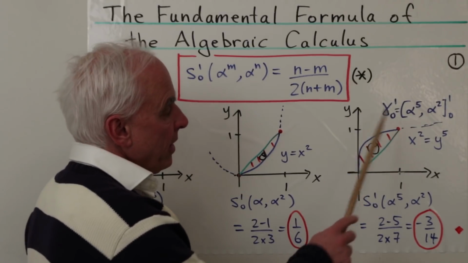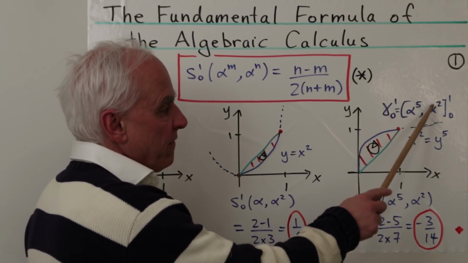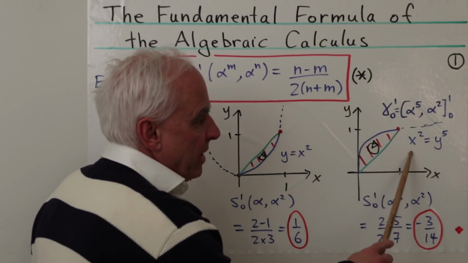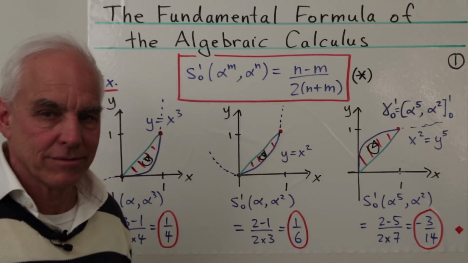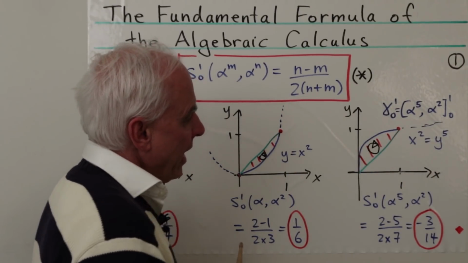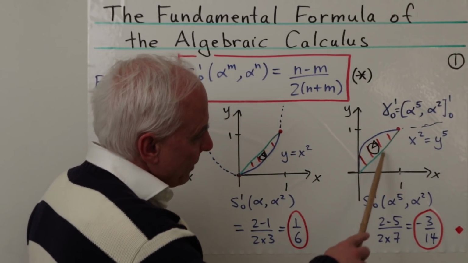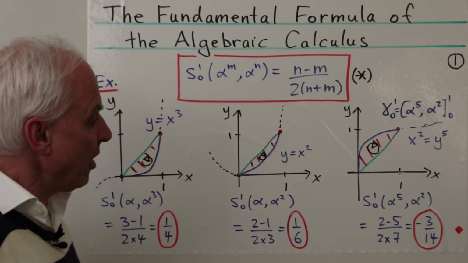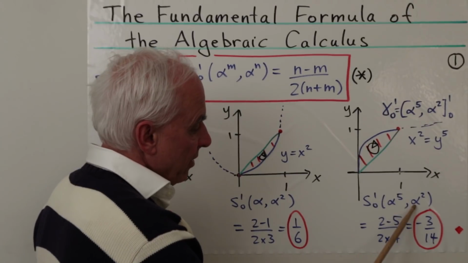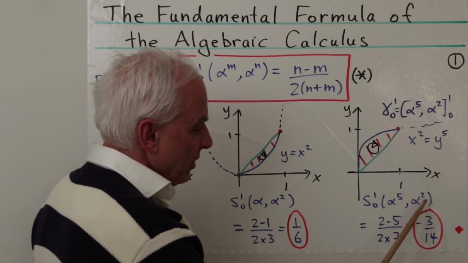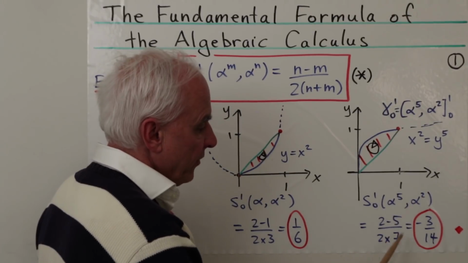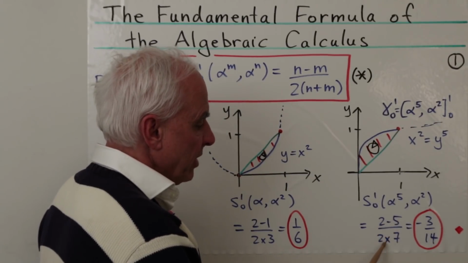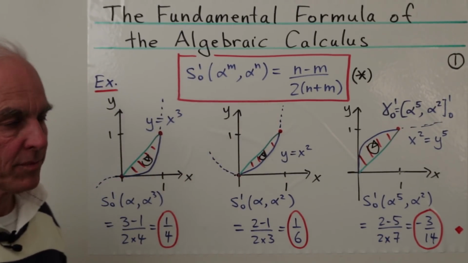Here's something quite different. The curve is alpha to the 5th, alpha squared. So in terms of an equation, that would be x squared equals y to the 5th. Okay, maybe it looks something like this. And in this case, the signed area is going to be going in the other direction, so we expect something negative as opposed to these ones where we got something positive. And the formula, what does it tell us? There it is there: S01, alpha to the 5th, alpha squared. It's 2 minus 5, the difference, divided by 2 times the sum, which is 7. So altogether, minus 3 over 14.